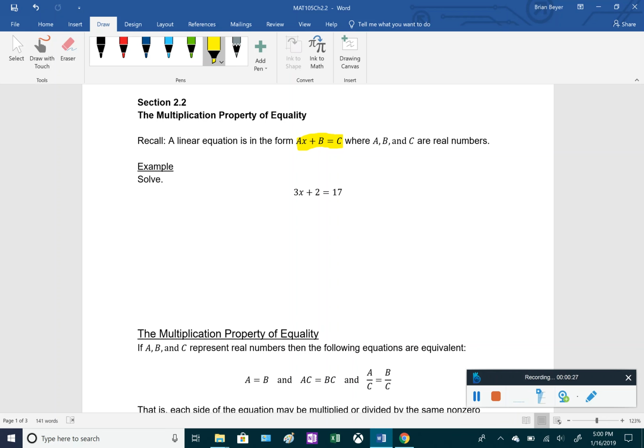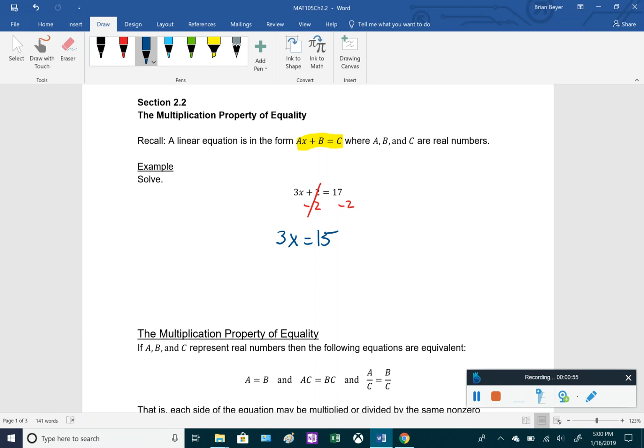So if we wanted to solve this example, 3x plus 2 equals 17, we said, let's get all the variables on one side. Let's get all the constants on the other side. So based on the addition property of equality, we would have to subtract 2 on both sides first to cancel it on the left-hand side. And then we would get 3x equals 17 minus 2, which is 15.